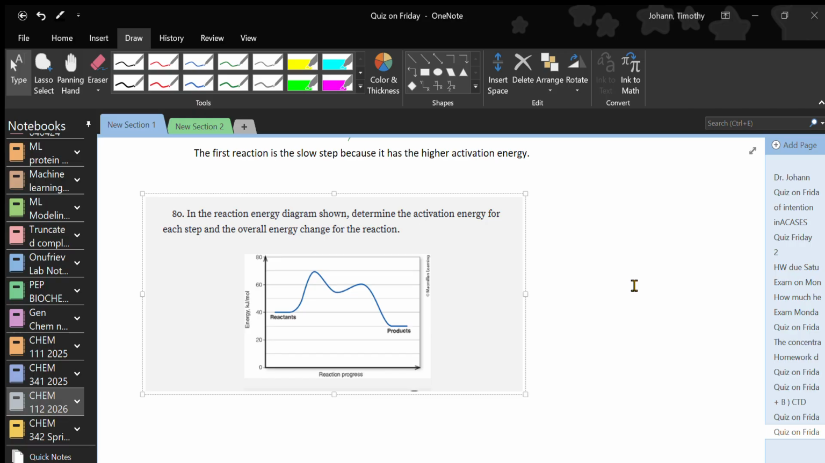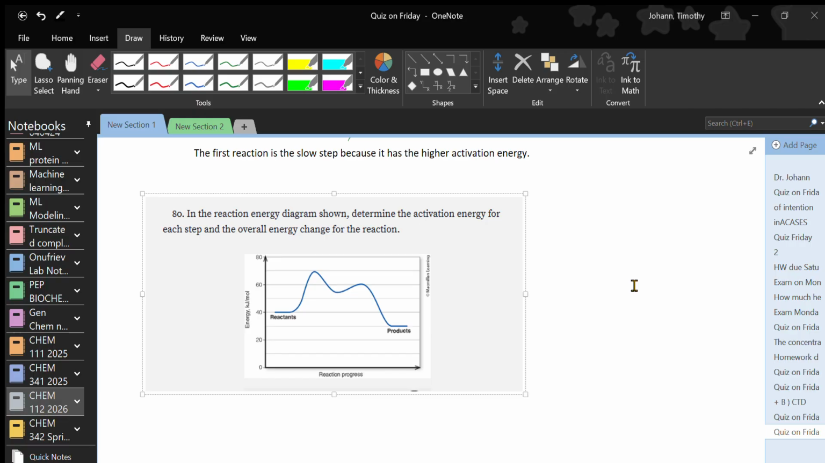So the first thing is, how many steps is this reaction going to have based on what we see? It's going to have 2, right? 2 steps. We've got 1 step to get from here to here, and then another step to get from here to here. So make up something with 2 steps, and then figure out what the energy is for each step. What does it want? The activation energy for each step, and then the overall energy change.